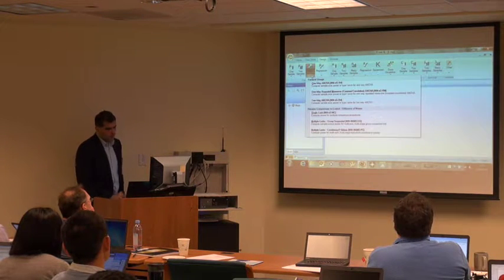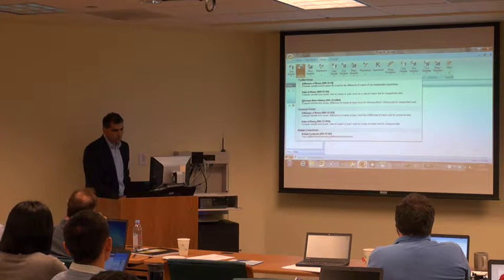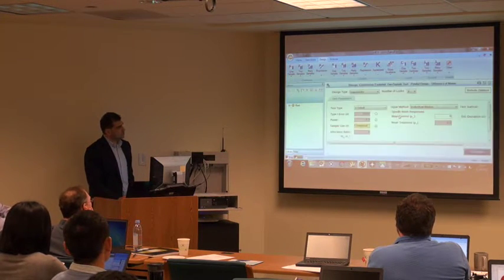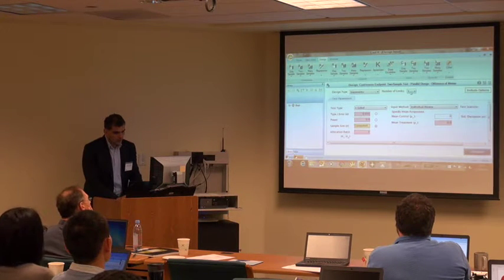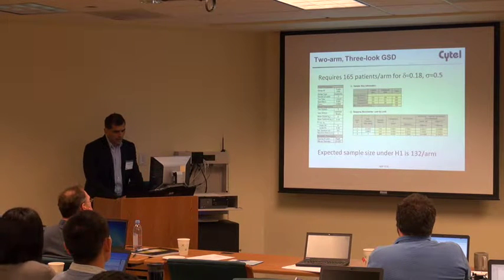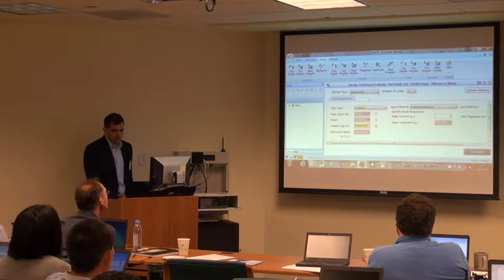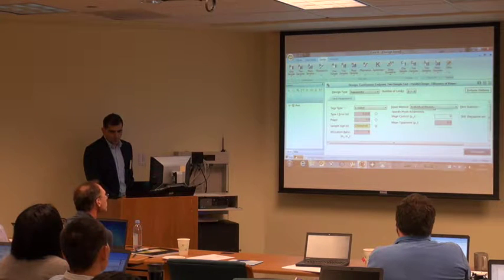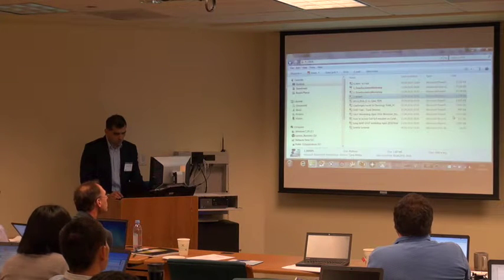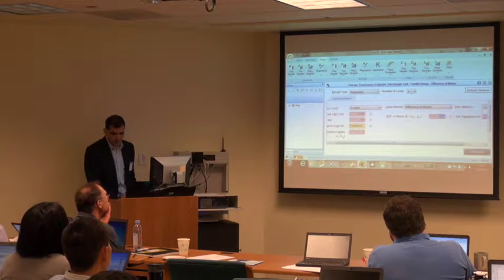I would go into the many samples. Initially I would just go to 2 samples, and I would look at the difference of means. Here we have 3 looks, 90% power and 0.025, and we're looking at a difference of means of 0.18 with a standard deviation of, what does the standard deviation look like? 0.5. Okay, so the standard deviation is 0.5.